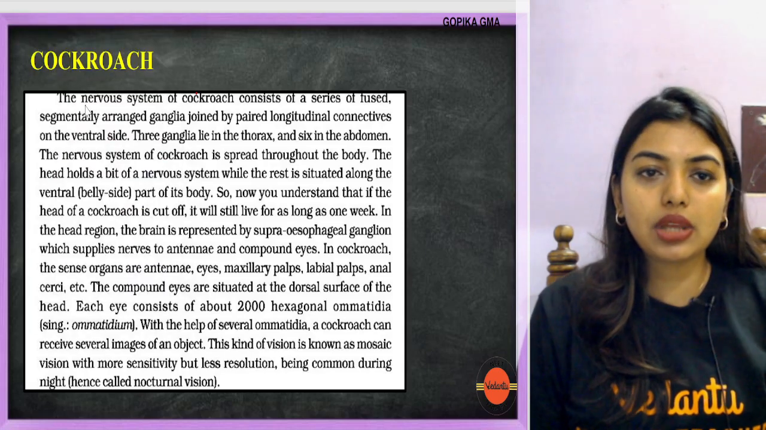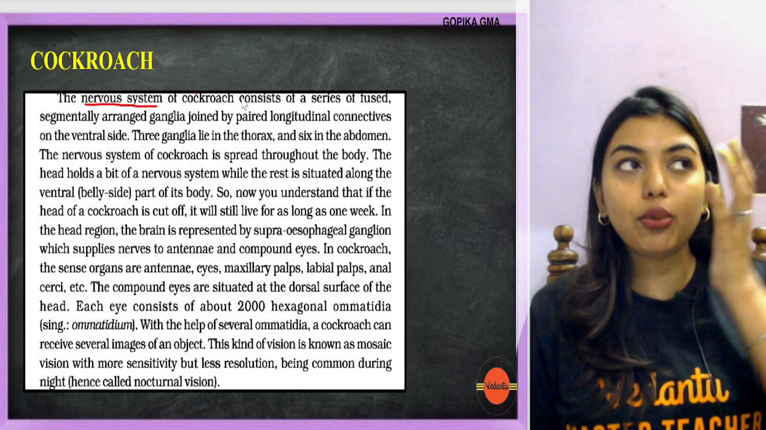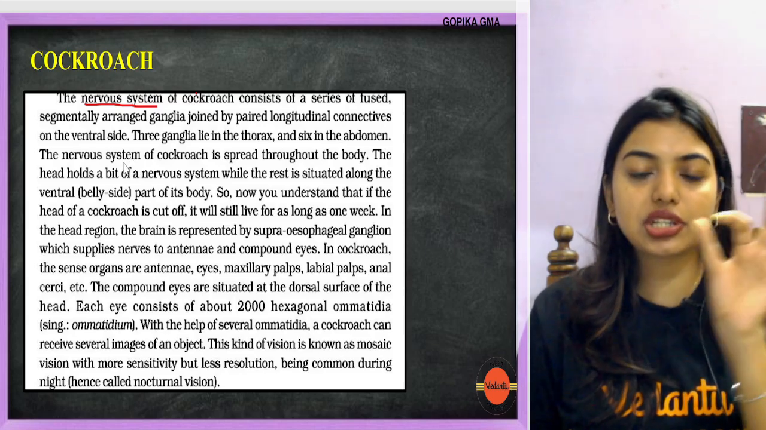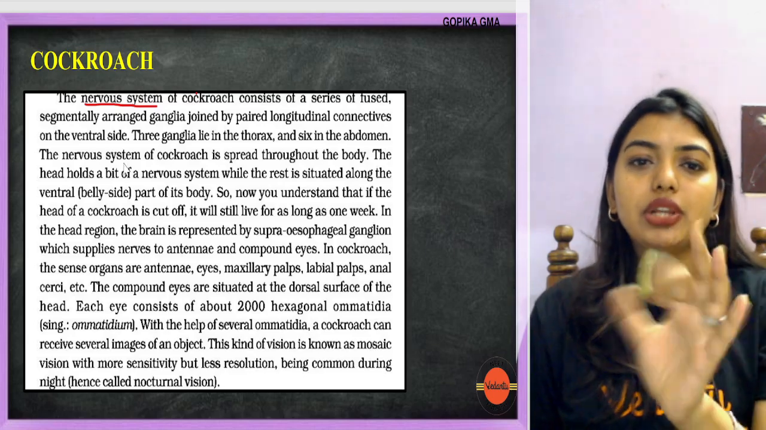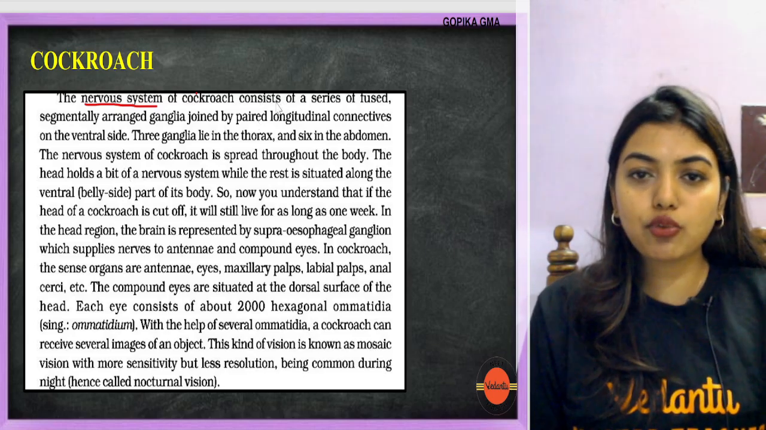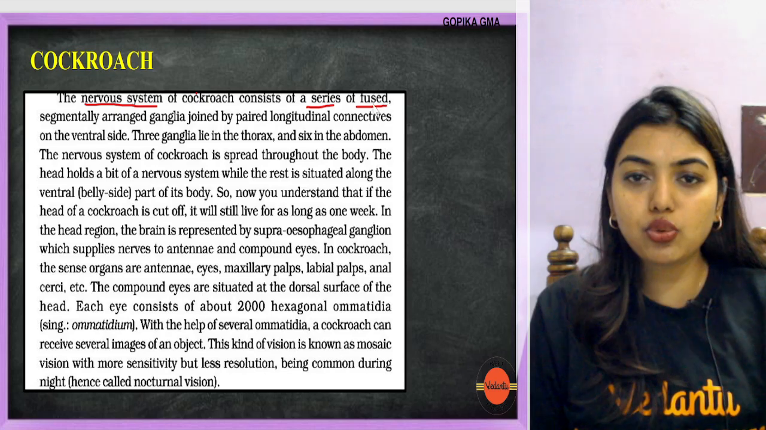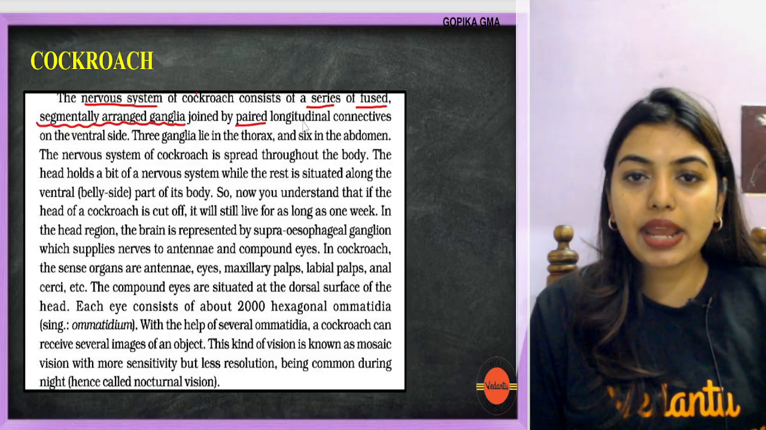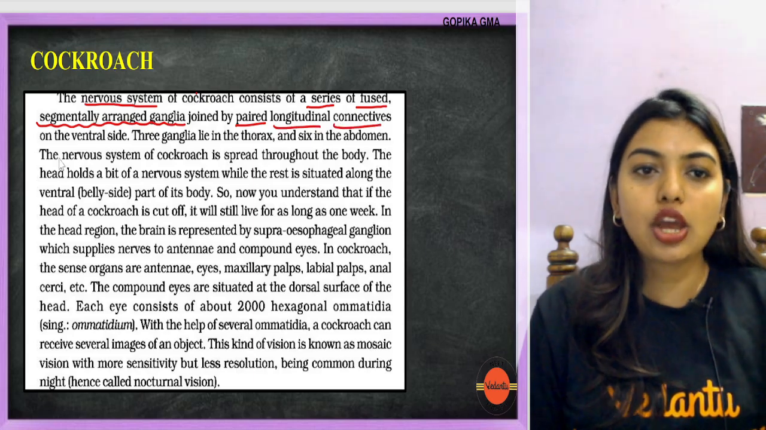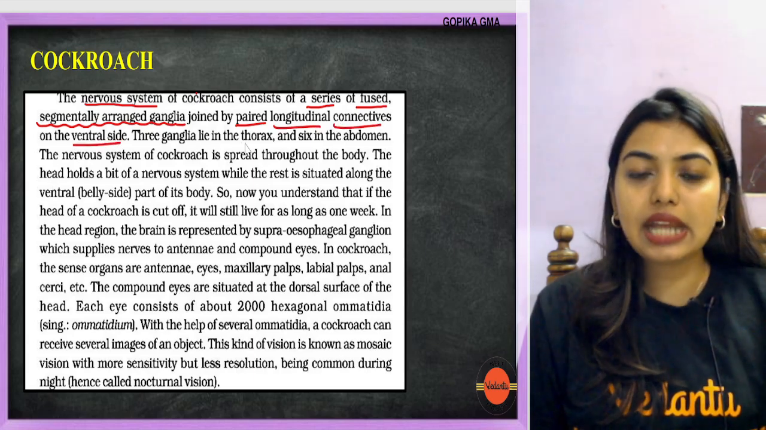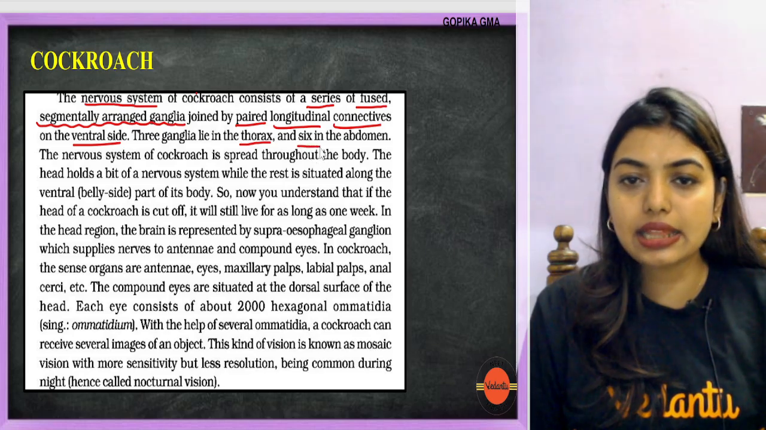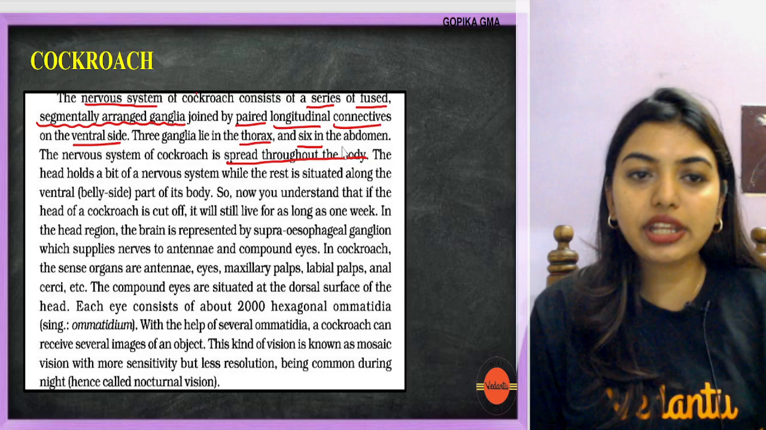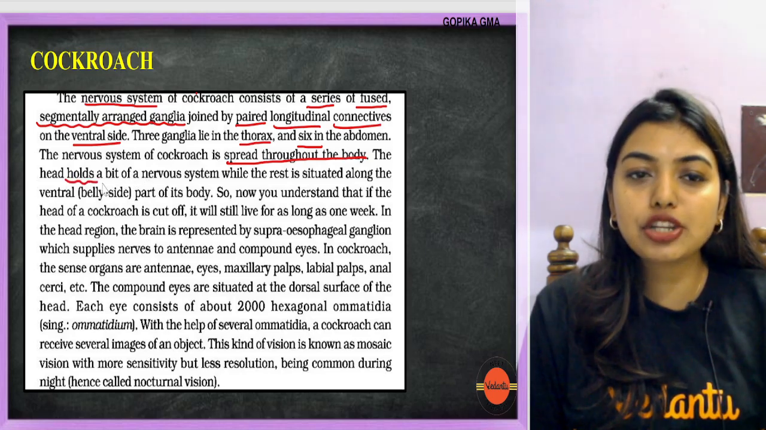Okay, this was clear. Now the nervous system of cockroach. How much importance you gave to the brain in understanding brain and alimentary canal, that is digestive system. I want all of you to have 101% attention here. Okay, the nervous system of cockroach consists of a series of fused segmentally arranged ganglia joined by paired longitudinal connectives on the ventral side. Okay, 3 ganglia lie in the thorax and 6 in the abdomen. Now the nervous system of cockroach is spread throughout the body. The head holds very little of the nervous system.